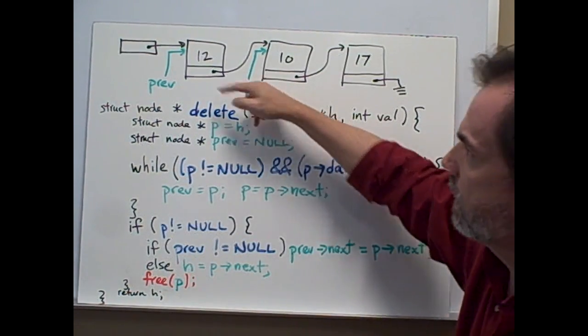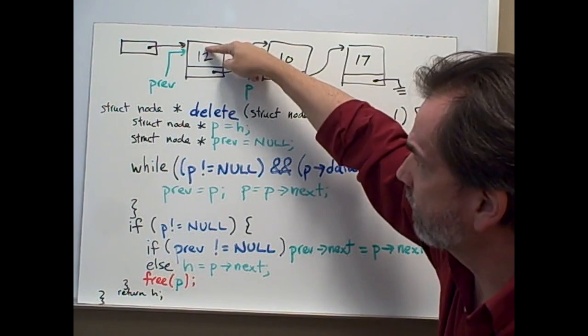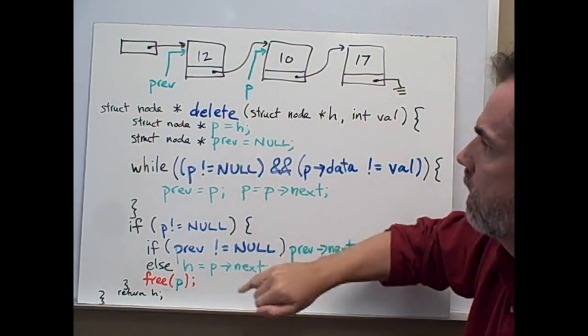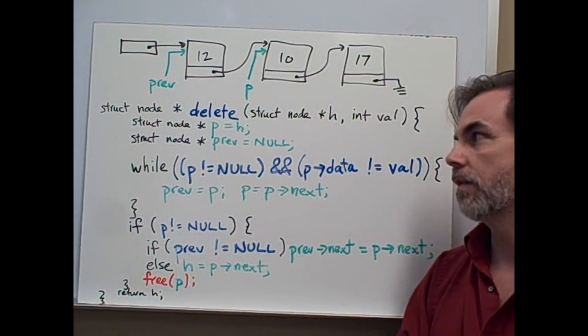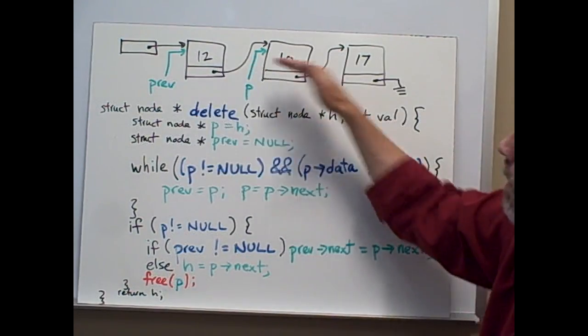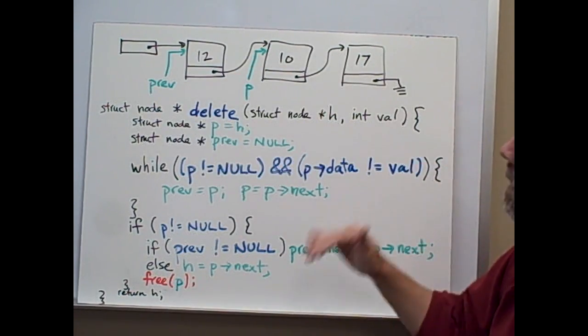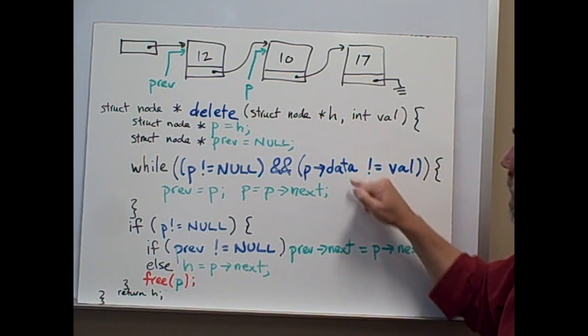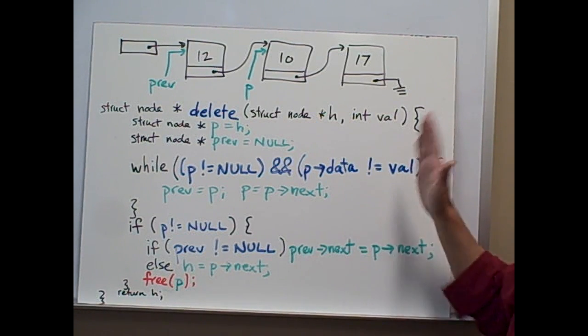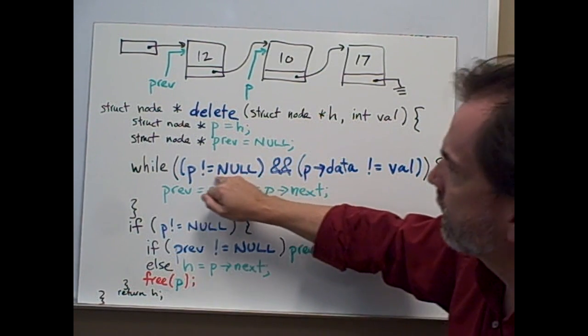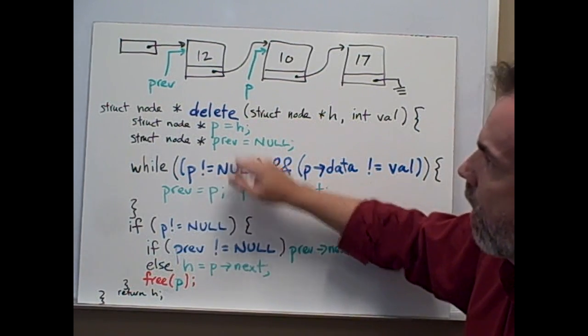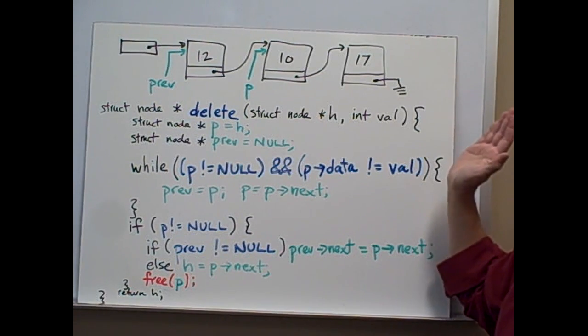So I initialize P to be H. H is the first element in the list here. Prev is going to be initialized to null because there's nothing previous to the head of the list. So I'm going to walk through the list and find something that matches. As long as it doesn't match, I want to move P along. So find something that equals a val. But I put this P not equal null here to guard against falling off the edge of the list.